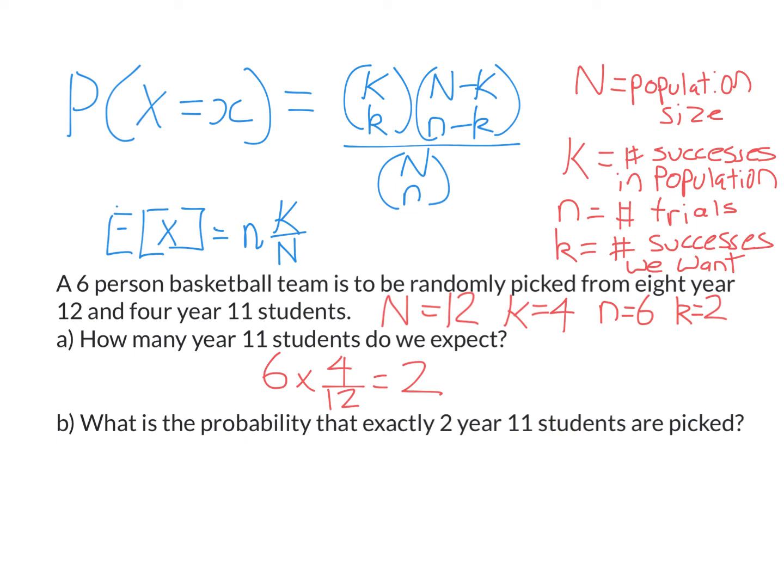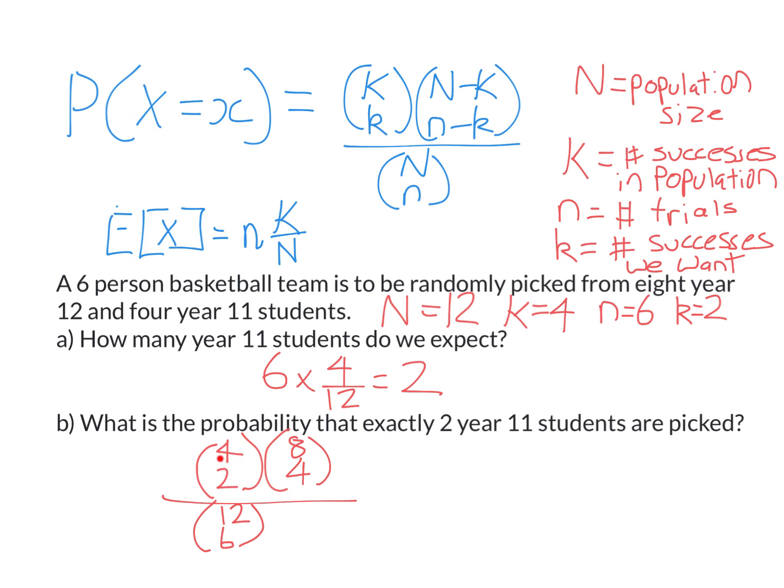So what is the probability exactly 2 year 11 students are picked? Well, the formula says it's big K choose little k, times big N minus big K, 12 minus 4 is 8. And then on the bottom, little n minus little k, 6 minus 2 is 4. And that's all over big N, 12, choose little n, which is 6. So what's this saying? Well, 12 choose 6 is the total number of ways you can pick 6 people from a group of 12. 8 year 12s, 4 year 11s, there are 12 students in total.